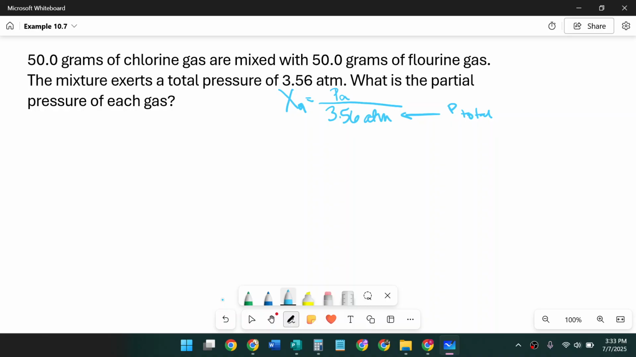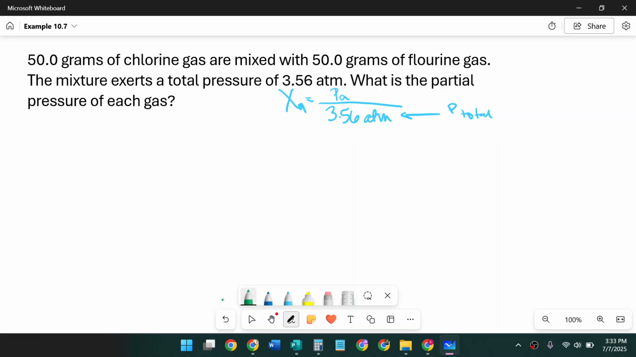In the first half of this example and in the last example, we were given either the number of moles of each part of the mixture, or we were given the pressure. This time we're given grams, and so we have to do something with those grams because this partial pressure formula does not include grams. So can we change grams into moles or into pressure? What can we do with it? If you said grams to moles, you're right.